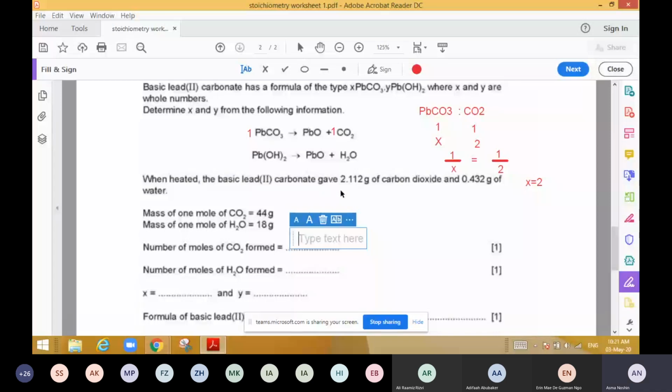This same thing will come over here. Just find it. Give me the answer over here first. I just want the answer from your side. See the masses over here. The given mass for carbon dioxide is what? 2.112. And what is the molar mass for carbon dioxide when you calculate it? 44 grams. So what will you do now? 2.112 divided by 44. What will be your answer? 0.048.